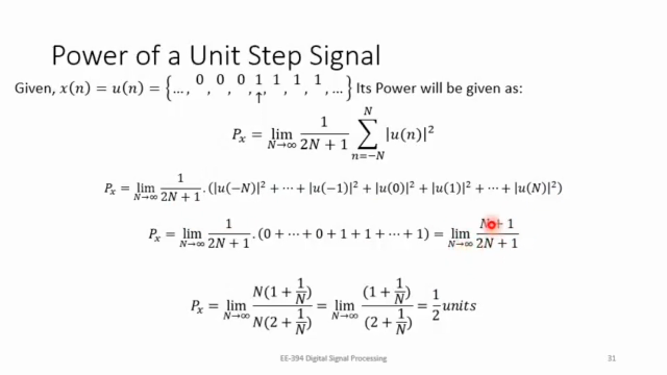Before applying the limit, we can take n common from the numerator and denominator, ending up with 1 plus 1 over n upon 2 plus 1 over n. N gets cancelled with n, and when we apply the limit n tends to infinity, these 1 over n terms go to 0, and we end up with half a unit. So it is easy to see that using the intuition we are able to estimate the power of a signal. In this case we have finite power and infinite energy. So a unit step signal is a power signal, not an energy signal.